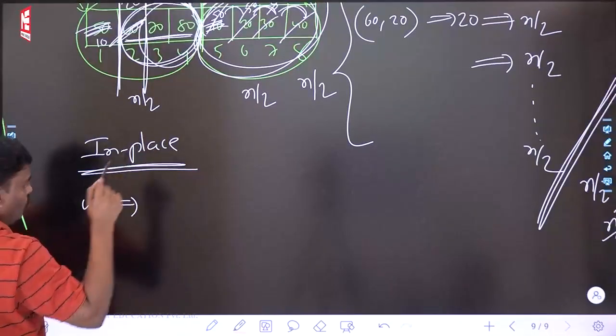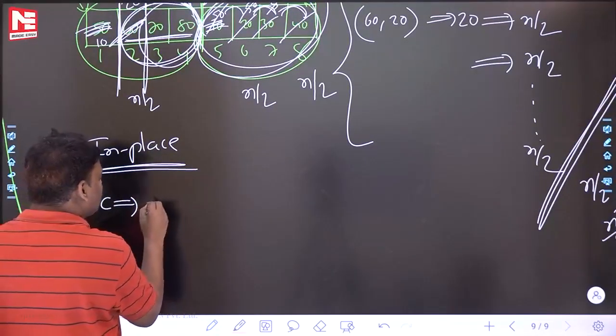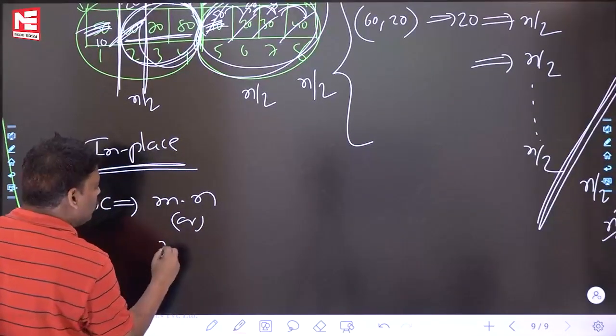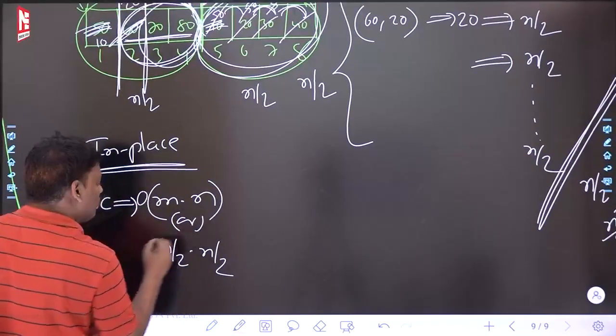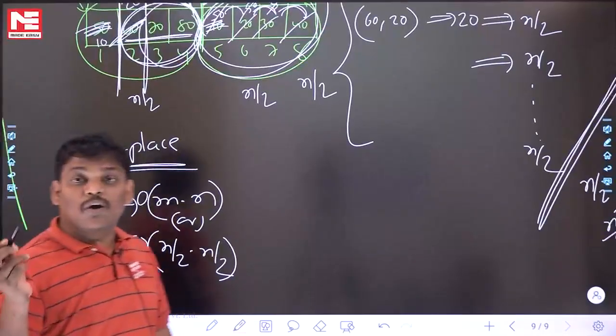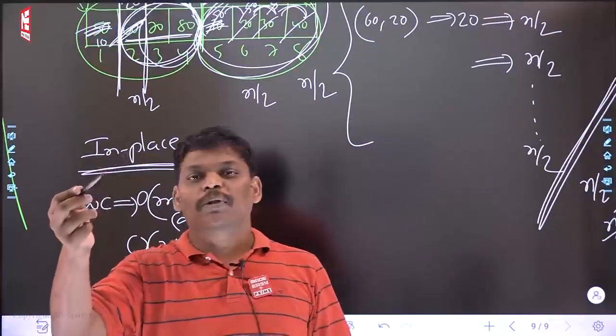I don't have any problem. Worst case I explained. In the in place algorithm, worst case is going to be, what is the answer? Right, m into n, or n by 2? But in the case of the outplace algorithm, every time it is m plus n, every time n by 2 plus n by 2.